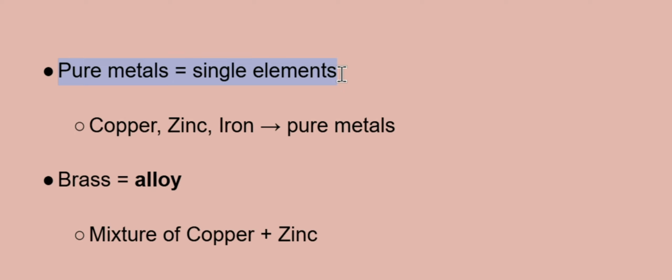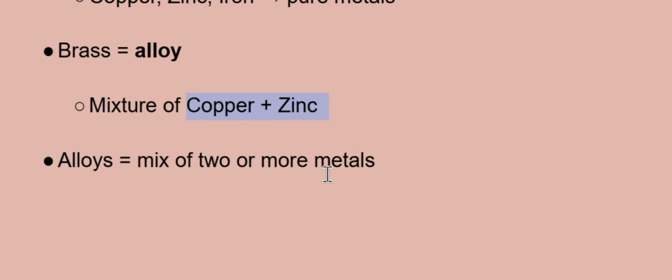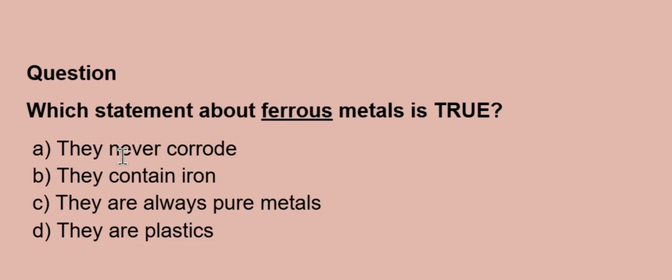If you did chemistry in school, you remember the periodic table of elements. So if it's a pure metal, you'll find it on that periodic table. It's just one element. It's usually extracted from the ground in the form of an ore. So copper, zinc, and iron are all examples of pure metals, whereas brass is an alloy, and an alloy is a mixture of metals. In this case, brass is a mixture of copper and zinc, right? So that's the first thing to know, pure versus alloy.